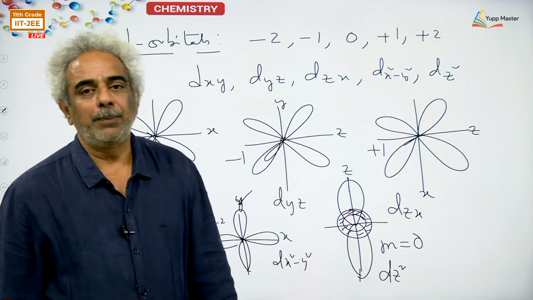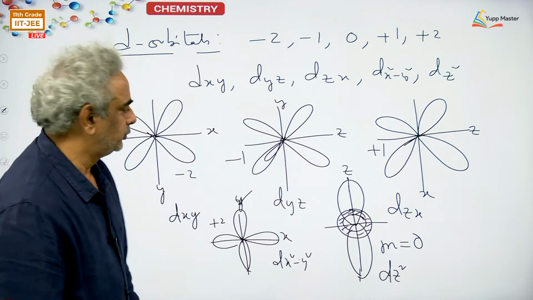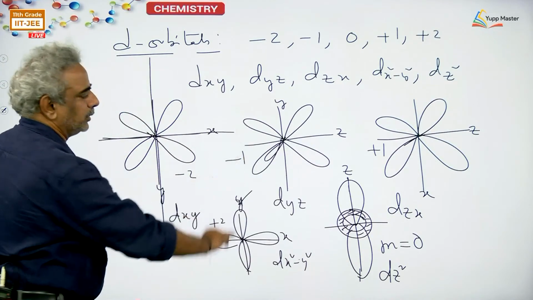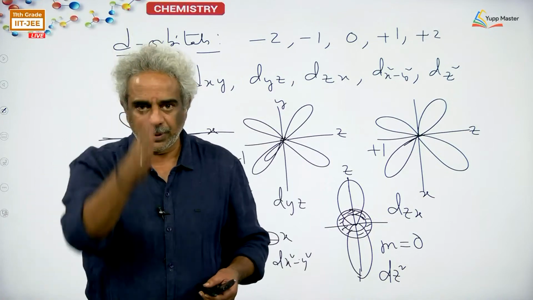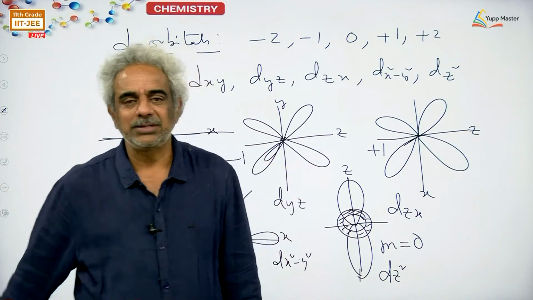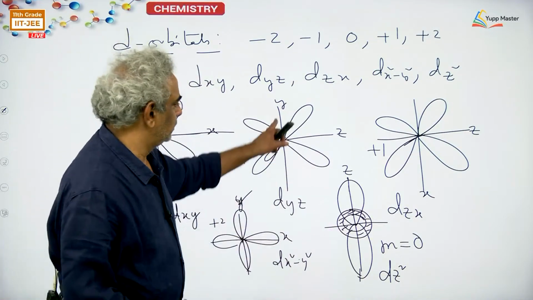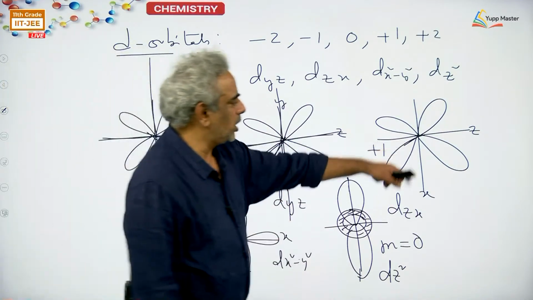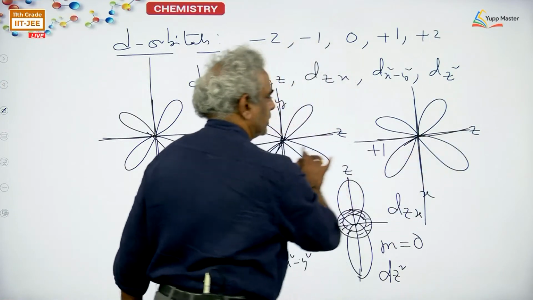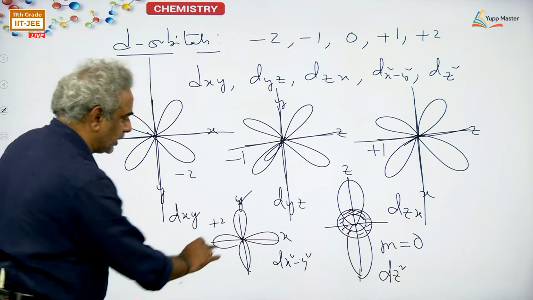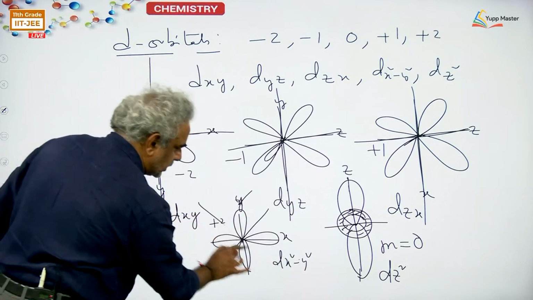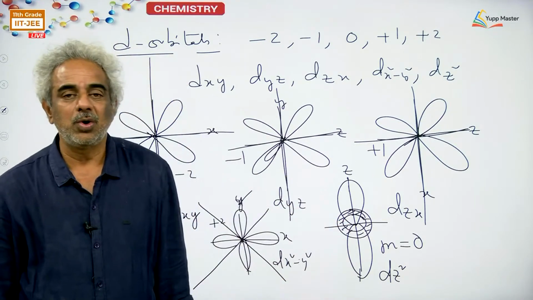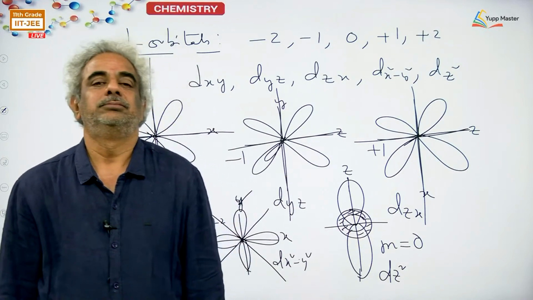Now how many nodal planes are there for each d orbital? So how many nodal planes are you seeing here? This is one plane, this is another plane. So each d orbital has 2 nodal planes. Here 2 nodal planes, this one, this one. This d orbital, see there are 2 nodal planes. This d orbital, this is one nodal plane, this is another nodal plane. But this d orbital has no nodal plane.